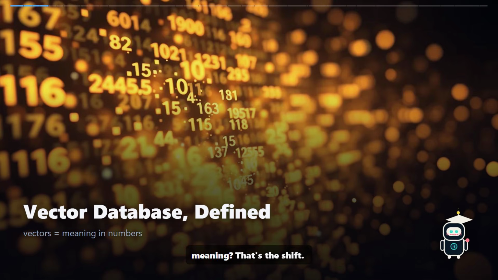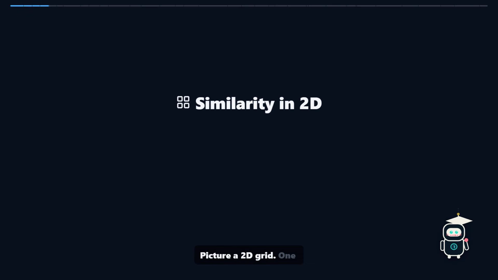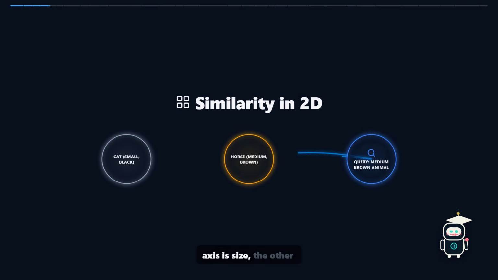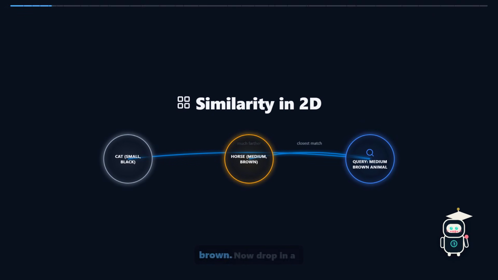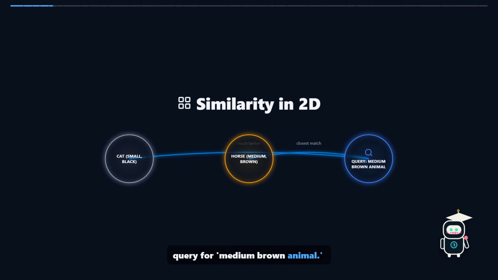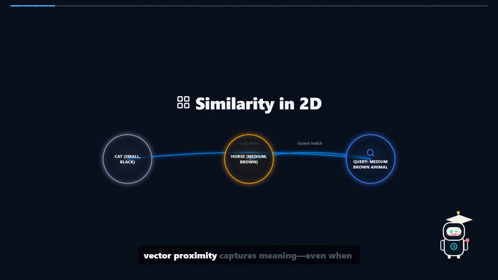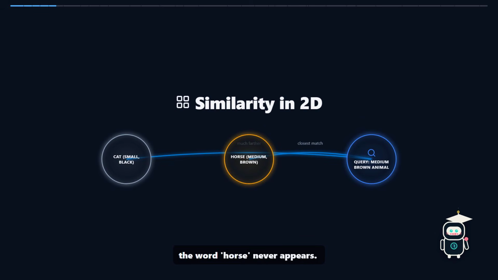That's the shift. Picture a 2D grid. One axis is size, the other is color. A cat lands at small and black. A horse lands at medium and brown. Now drop in a query for "medium brown animal." The horse is right there. The cat isn't. That's how vector proximity captures meaning, even when the word "horse" never appears.